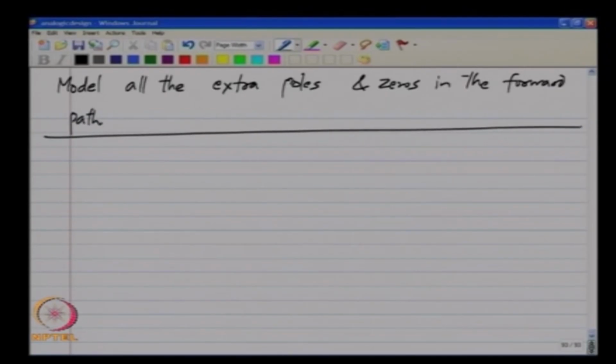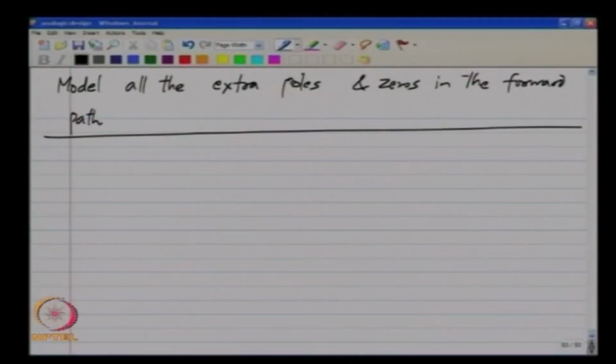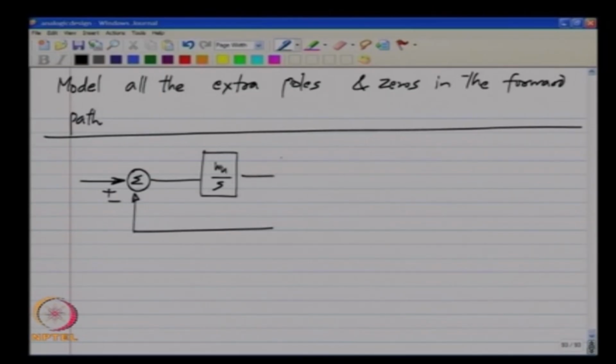So, I will model all the extra poles and zeros in the forward path, and also I do not want to make my life so complicated that I cannot even solve the problem. So, first what I will do is I will assume a single extra pole in the forward path, then we will assume 2 extra poles, and then we will draw conclusions when we have multiple extra poles and zeros in the forward path. I have the integration, and let us say I have one extra pole.